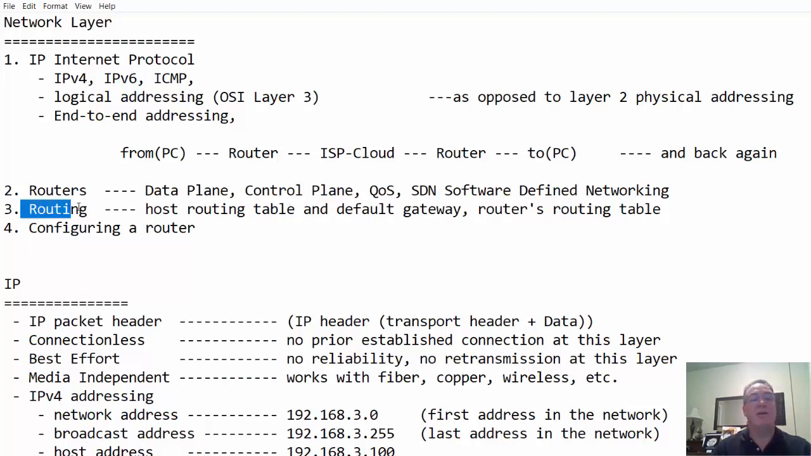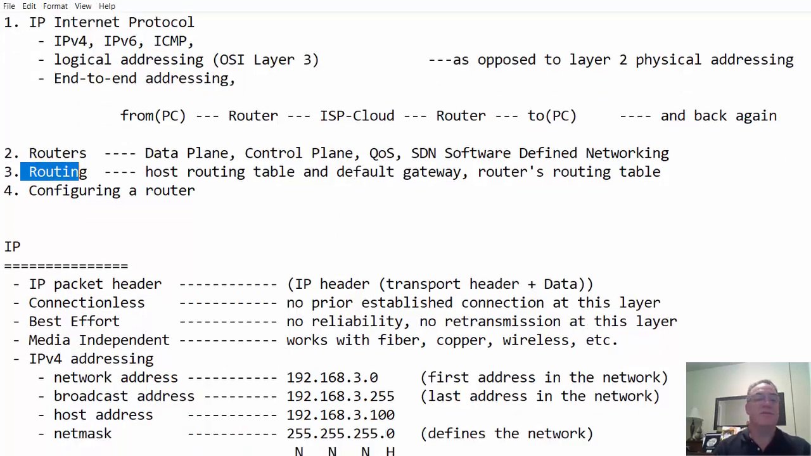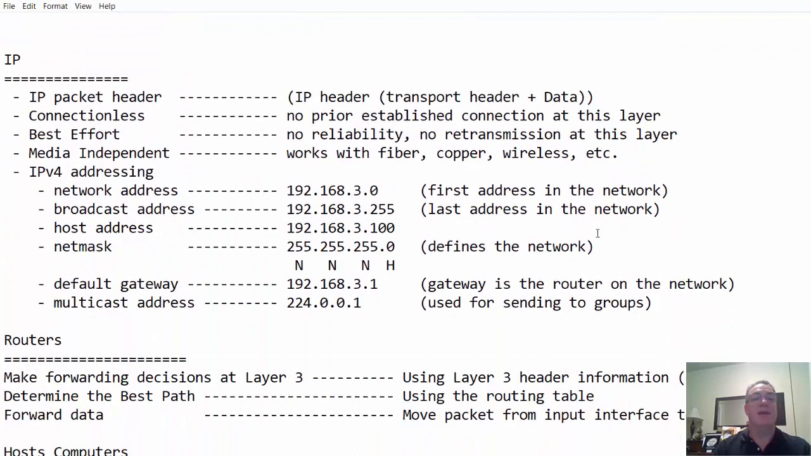When we talk about routing, we're really talking about the routing table, like I said, and we're going to talk about that some more, and then configure the router. So let's first of all look at IP.